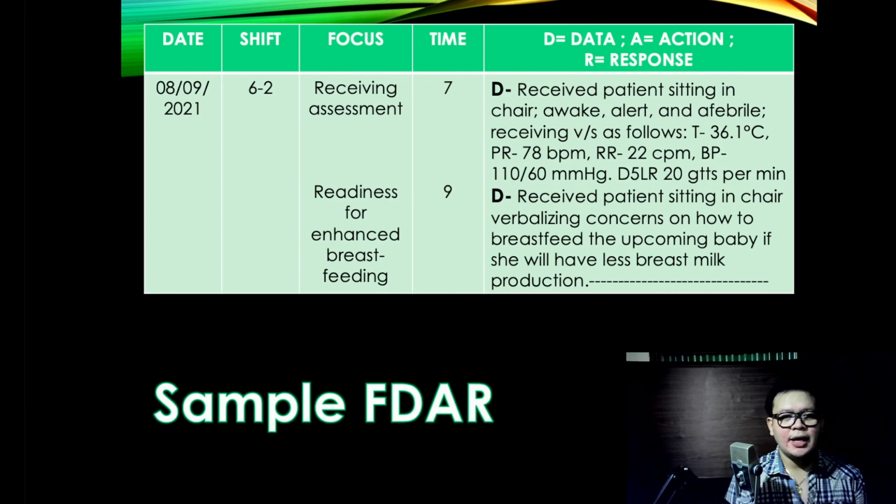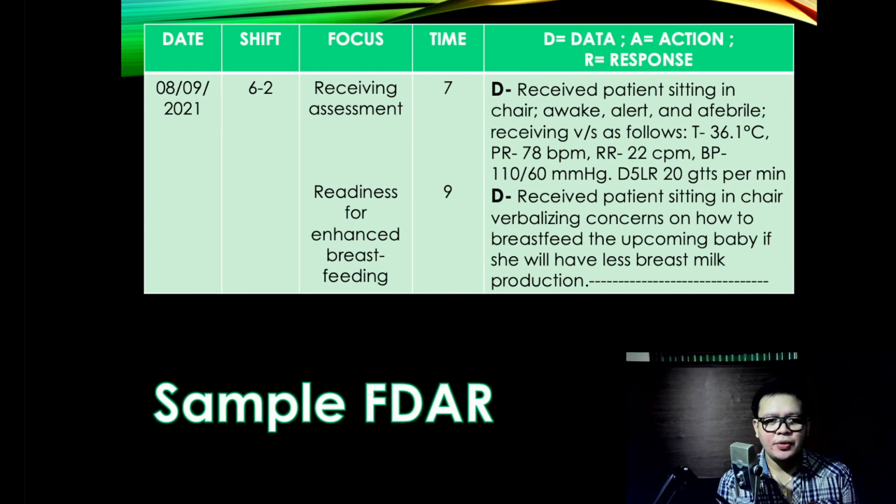As you can see, this is divided into five columns. In the first column you have your date. There's no specific format for the date. You can write it completely, July 9, 2012, for as long as there is a date, or write in another format, and then provide your shift. In this sample, it's 6 to 2. For the focus, we have one focus here: readiness for enhanced breastfeeding.